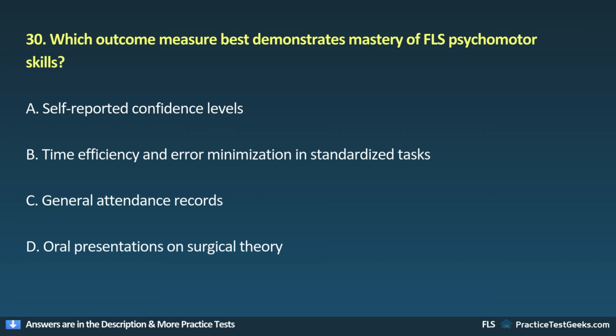30. Which outcome measure best demonstrates mastery of FLS psychomotor skills? A. Self-reported confidence levels. B. Time efficiency and error minimization in standardized tasks. C. General attendance records. D. Oral presentations on surgical theory.